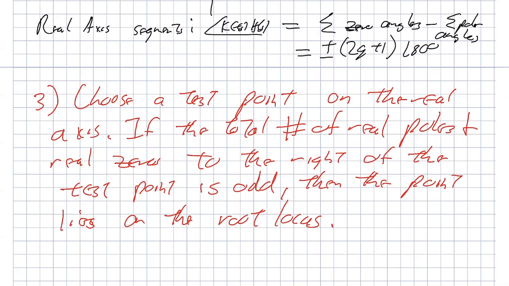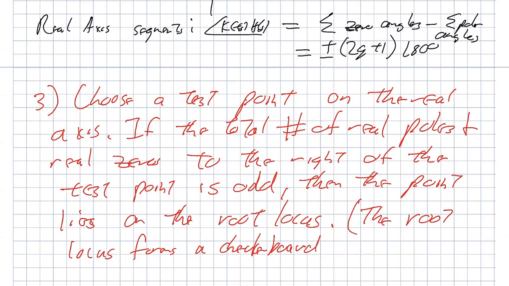Here's the other way to think about it. Hopefully most of you have played chess before, and you know how the chessboard goes black, red, as you go across in any direction. So the root locus forms a checkerboard along the real axis.